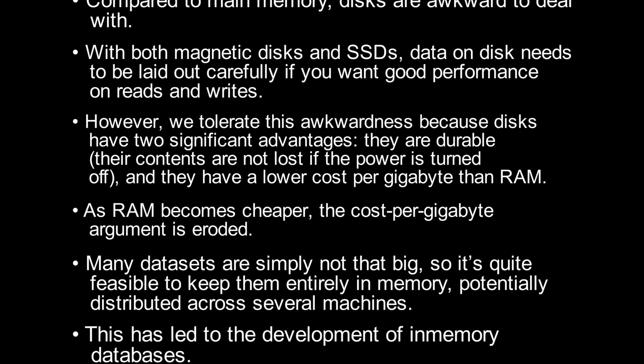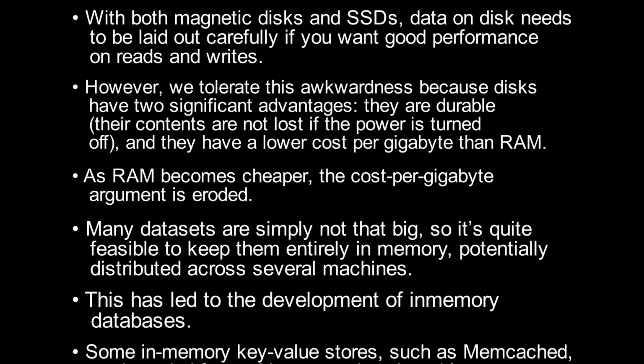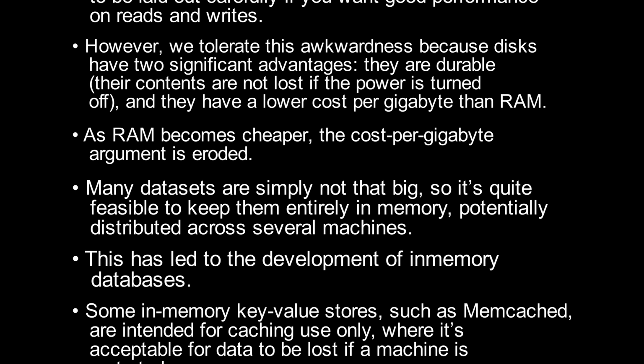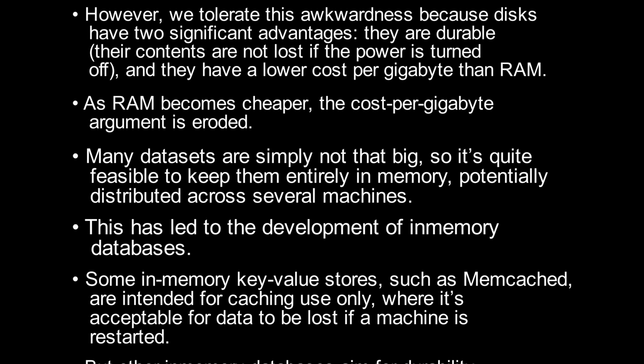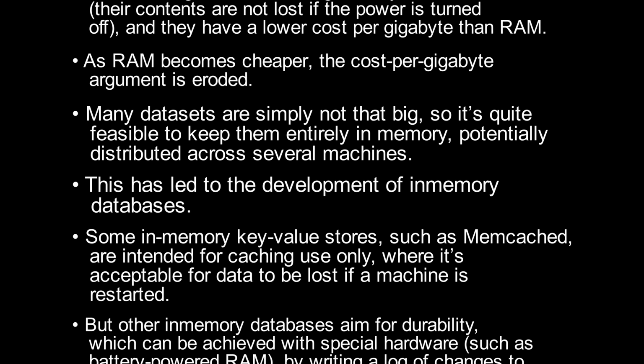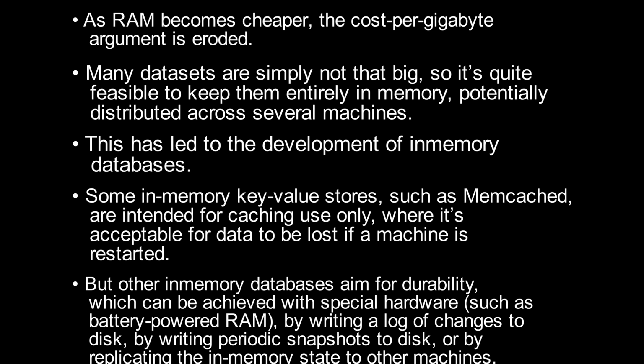Many datasets are simply not that big, so it's quite feasible to keep them entirely in memory, potentially distributed across several machines. This has led to the development of in-memory databases. Some in-memory key-value stores, such as Memcached, are intended for caching use only, where it's acceptable for data to be lost if a machine is restarted.